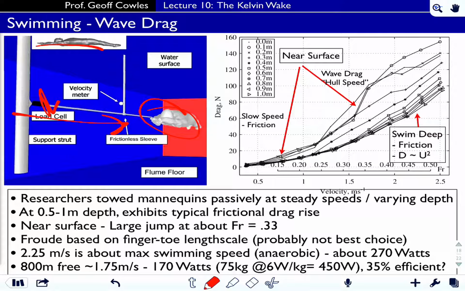So it'd be like you just came off the wall. I'm not sure why they're on their back. Are they on their back or front? I can't tell. Yeah, they're on their back. So you just came off the wall and you're doing the backstroke. And they measure the drag.